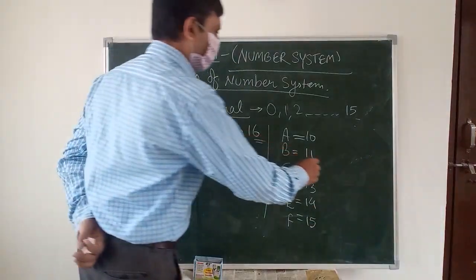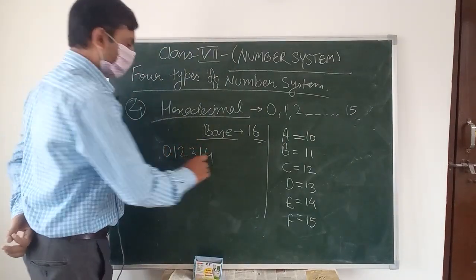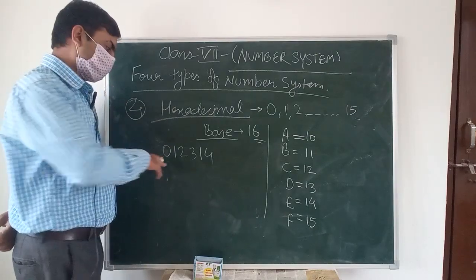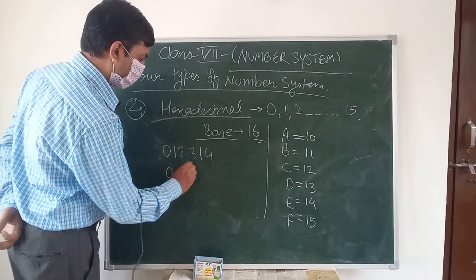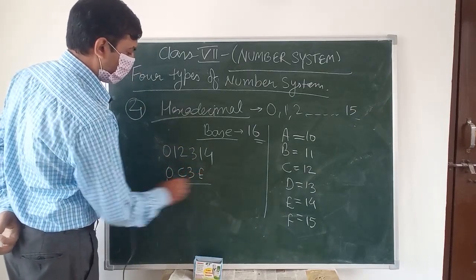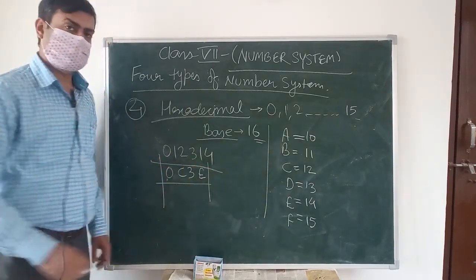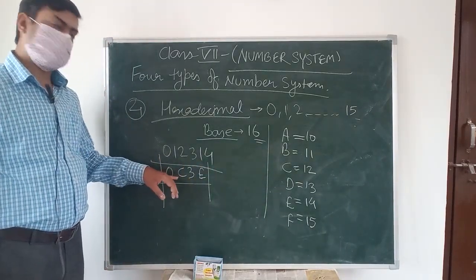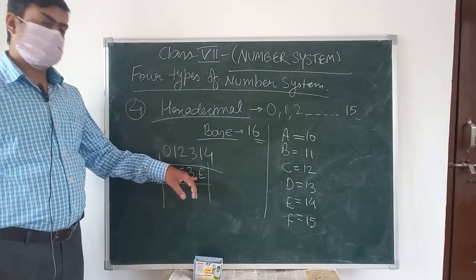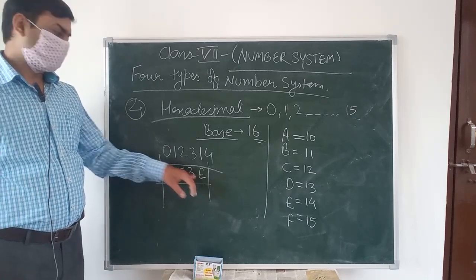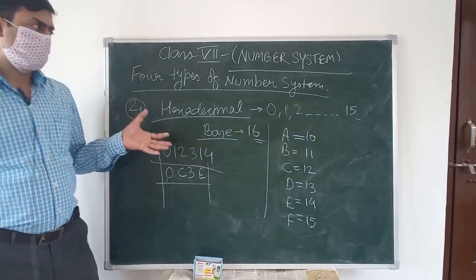So if you have to write any number and you want to say this is 12, this is 14, so you will write 0, C, 3, E. This is the hexadecimal form. In this form, it is clear that this is 0, this is C. C means 12, this is 3, and E means 14. So this is clear, and every person can easily understand how you have written.